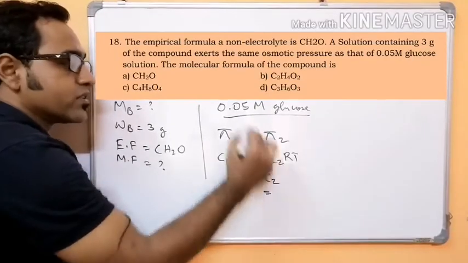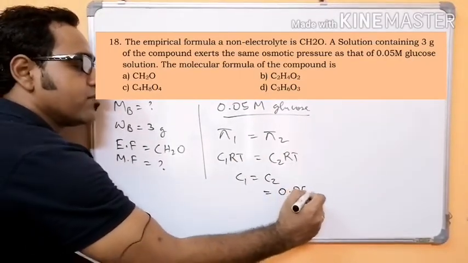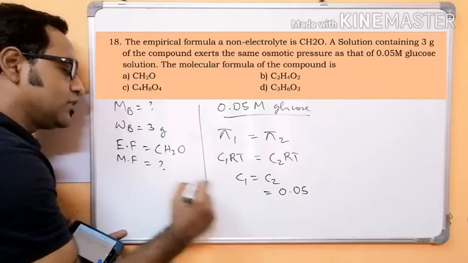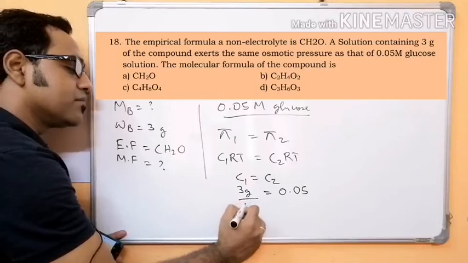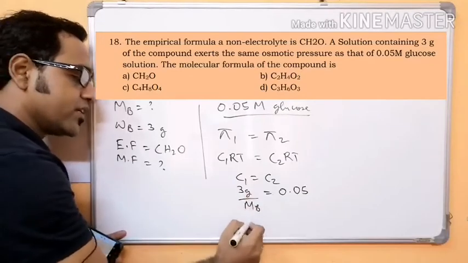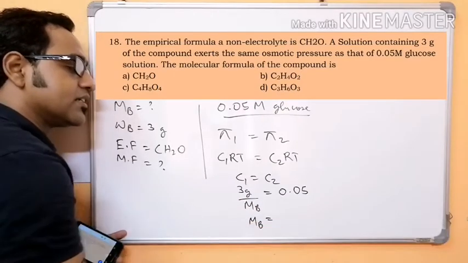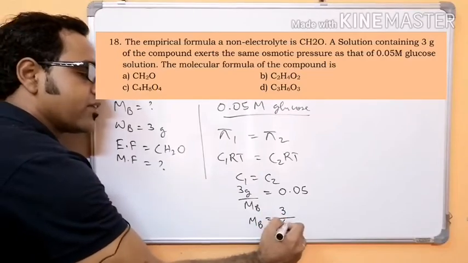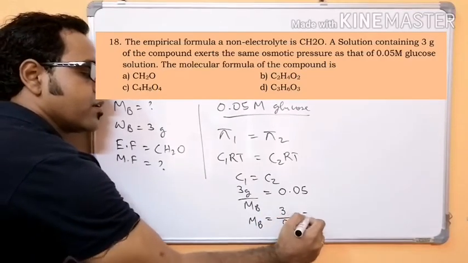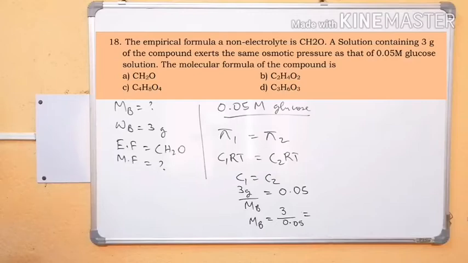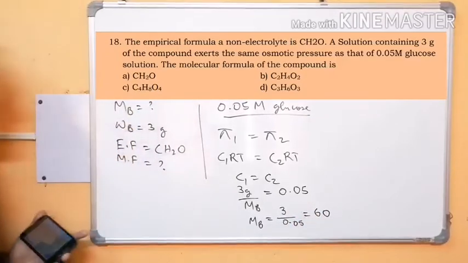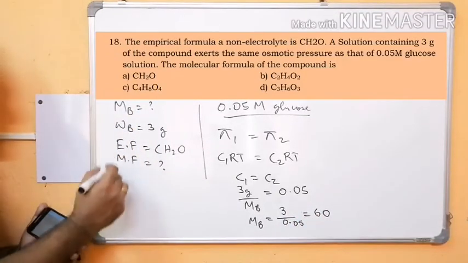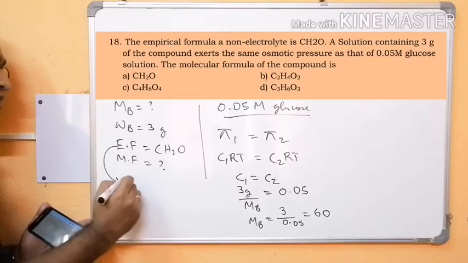Now C2 is given as 0.05 molar. Now what is C1? C1 we don't know. We know it is weight by molecular weight, that is 3 gram divided by MB. From here we can find out MB is equal to 3 divided by 0.05. So the answer will be 60, isn't it? So 60 is the molecular weight. Now find out the empirical formula weight.